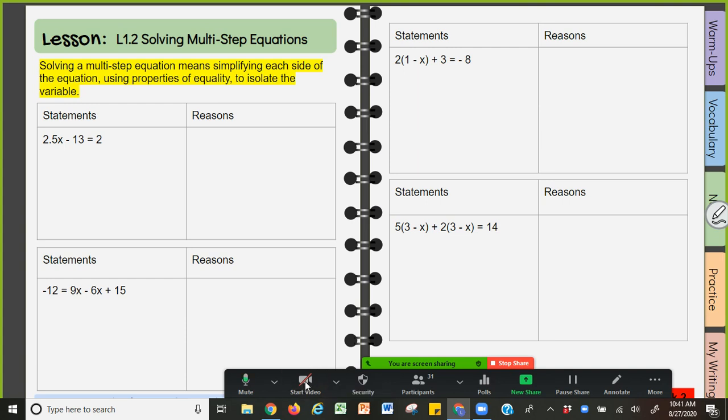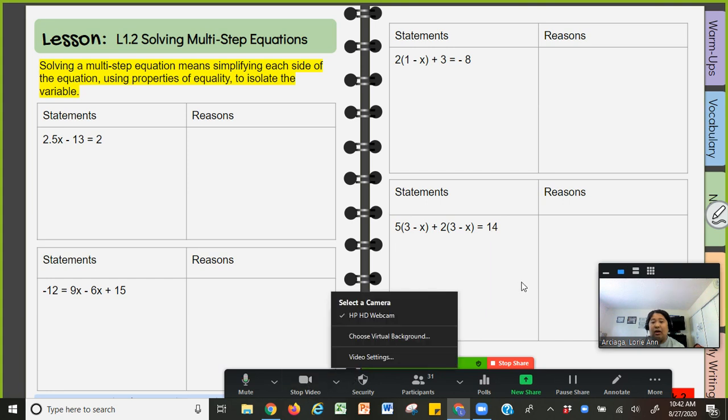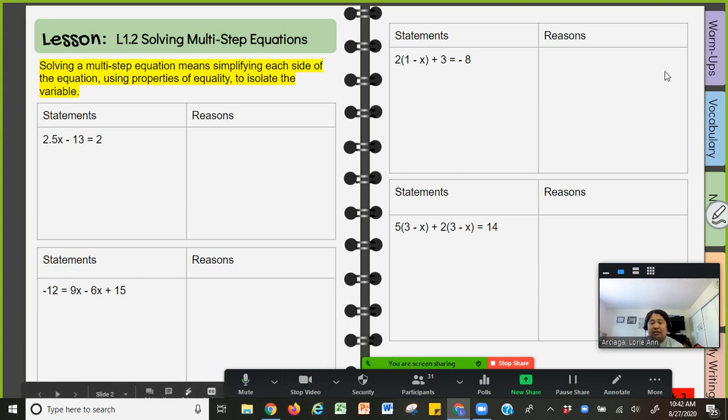So for our lesson today, we are going to continue solving equations. And I highlighted what it means to solve a multi-step equation. It simply means you have to isolate the variable. In other words, you have to get the variable by itself by using the properties that I asked you to read in yesterday's slides. Okay, so I have some examples here, and we're going to go over them one by one.